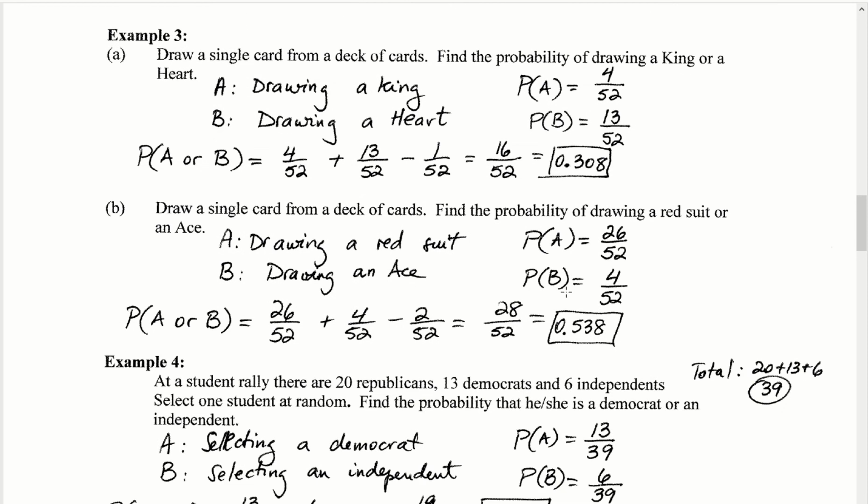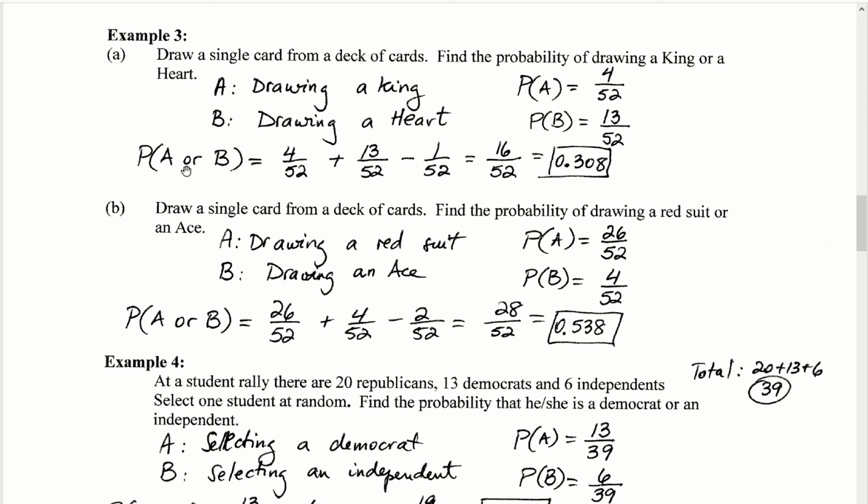Let's take a look at example 3. Suppose we draw a single card from a deck of cards. Let's find the probability that we draw either a king or a heart. So let event A be that of drawing a king. Let's let event B be that of drawing a heart.